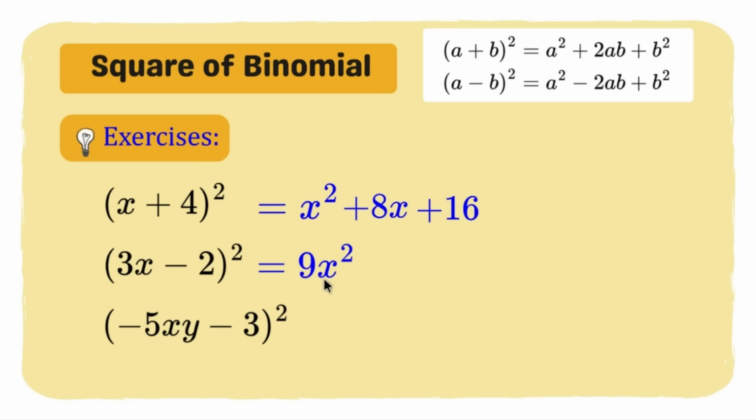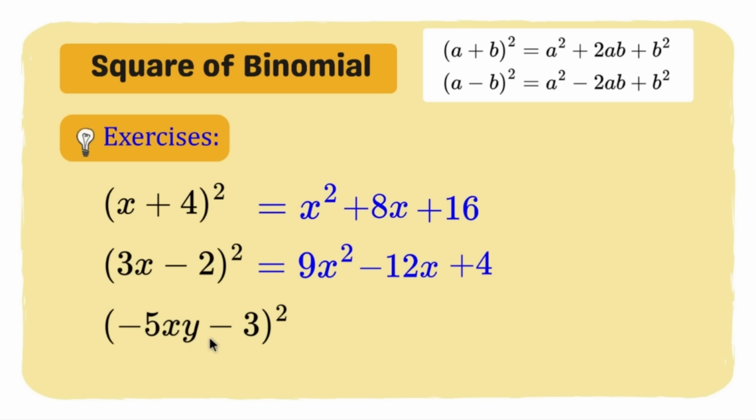Okay? And then, multiply natin si 3x tsaka negative 2. So, 3x times negative 2 is negative 6x times 2, kaya magiging negative 12x. Next, negative 2 squared is positive 4.